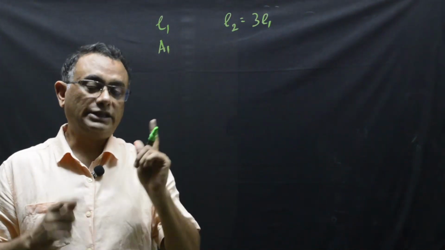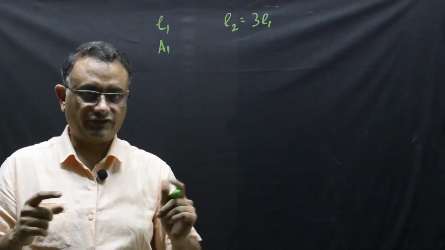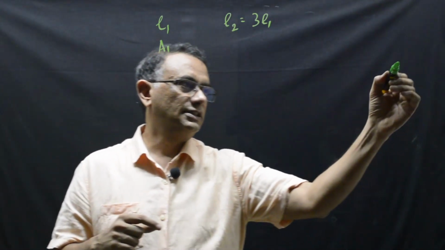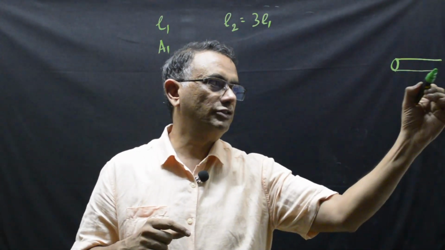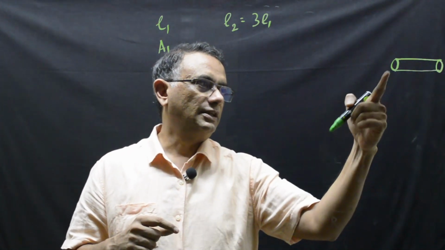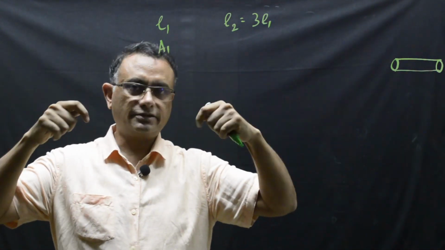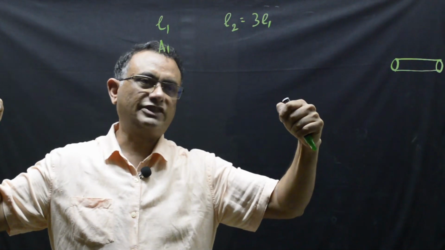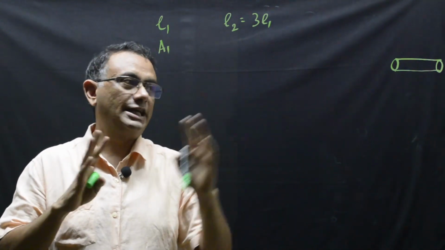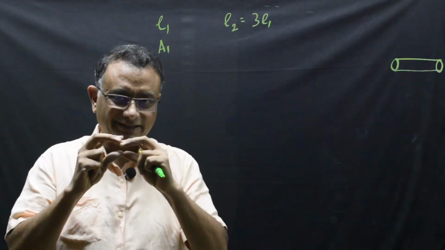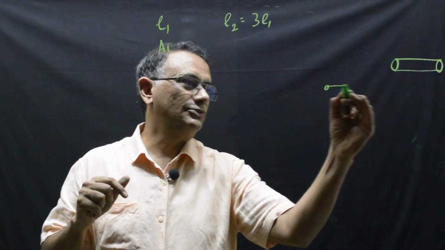The difference between the length being increased and the length being stretched is like this. When the wire is stretched, you're catching it by both ends and pulling it. When you stretch it, the area of cross section of the wire, or the diameter of the wire, is not going to remain the same. The wire is going to become thinner and it is going to increase in length.